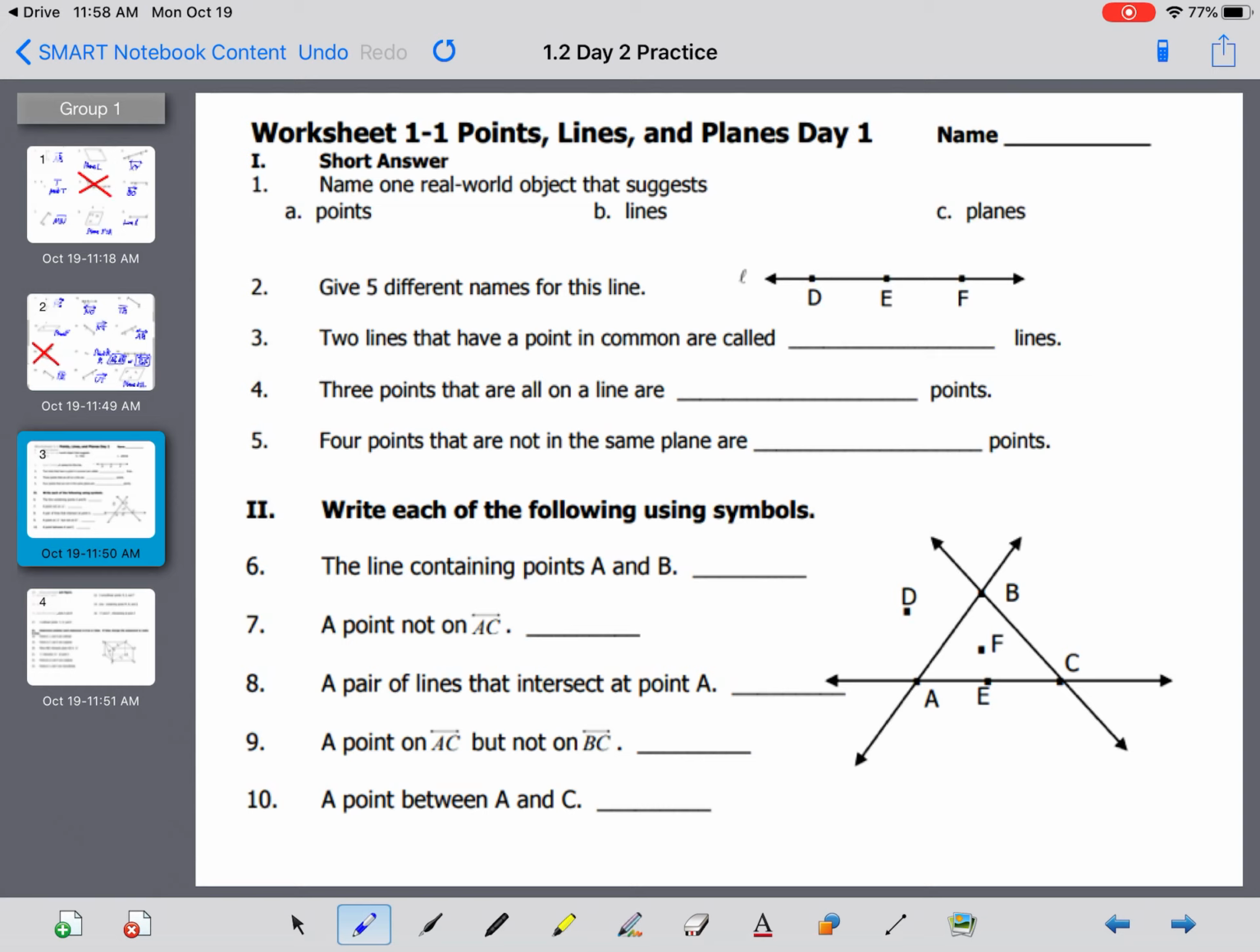Number 1 is kind of an open interpretation. I'm looking forward to reading your different answers. Where are real-world objects that suggest or include points, lines, and planes? Number 2, give 5 different names for the line to the right. Well, the first one I see is DE. So we can call it line DE or line DF. Or line EF.